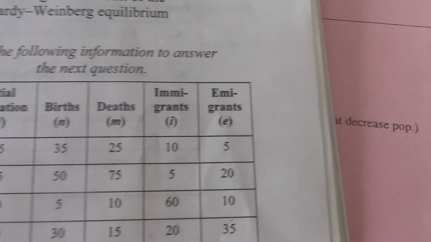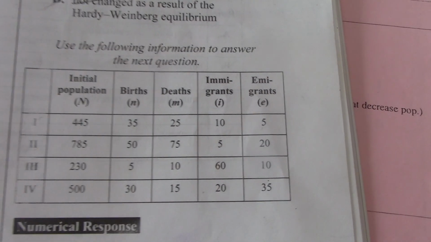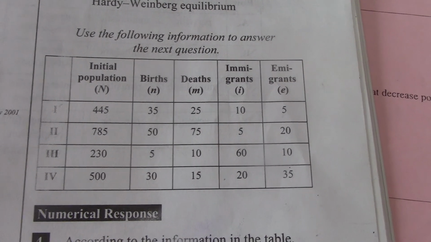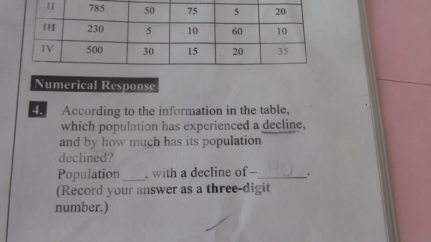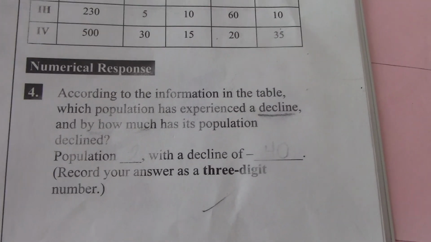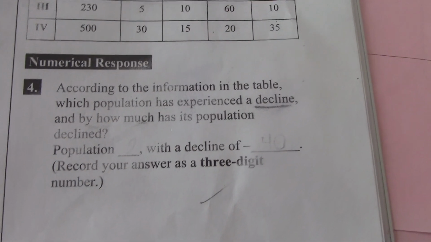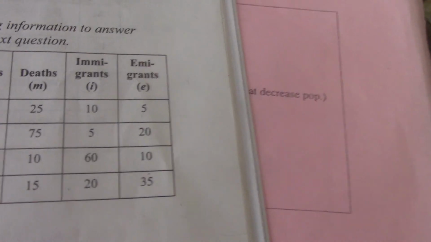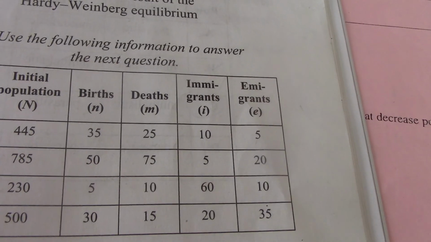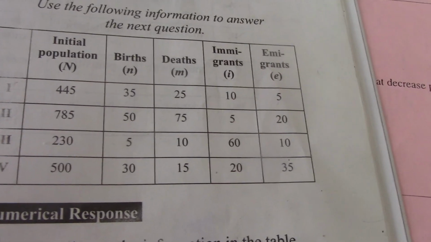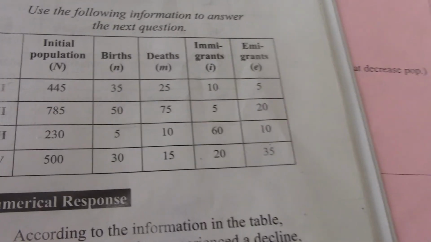Another question related to this is here on page 129. And this is another one asking, so there are different meta-populations. So you can see that. And the NR4 says, according to the information in the table, which population has experienced a decline and by how much has its population declined? So what you need to do is add up all of the different separate populations and show which one is declining and by how much, right?